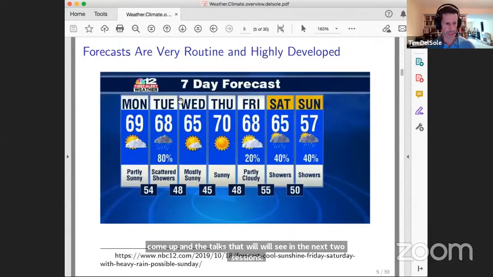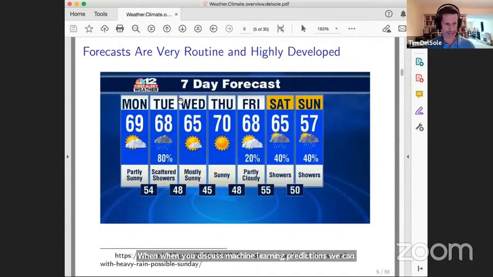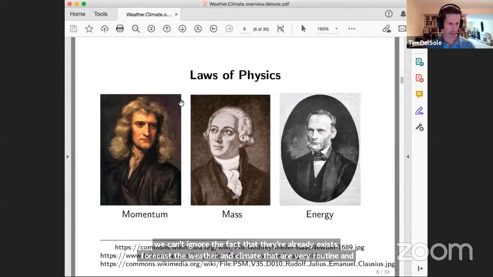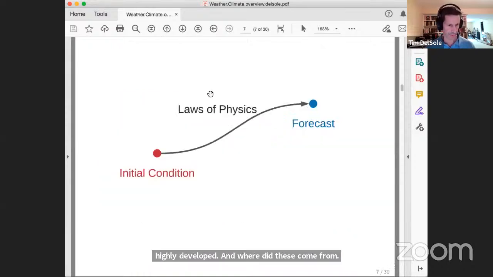When we discuss machine learning predictions, we can't ignore the fact that there already exist forecasts of weather and climate that are very routine and highly developed. And where do these come from? Basically, they come from the laws of physics. We know that nature conserves momentum, mass, and energy. And the laws of physics are such that if you know the initial state of the system, then the laws tell you how that state will evolve into the future.